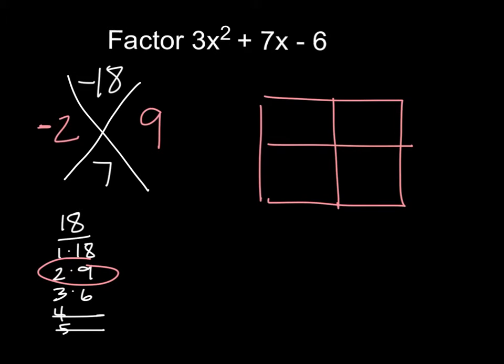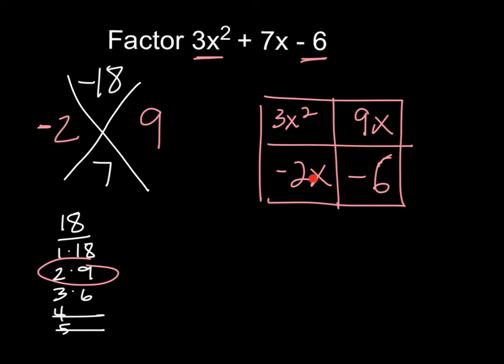So when you fill in the box, 3x squared goes in the first box. Negative 6 goes in that last box. That was a common mistake I saw on your quizzes. And then our 2 new numbers go in the other boxes, doesn't matter where, just make sure you put a letter with them. And then find the greatest common factor of each row and each column.